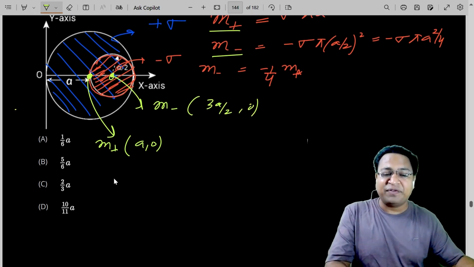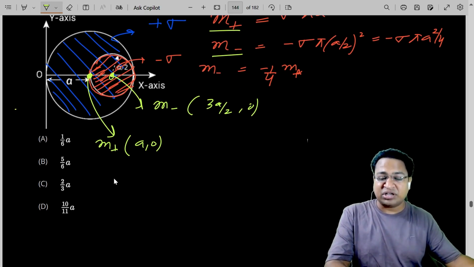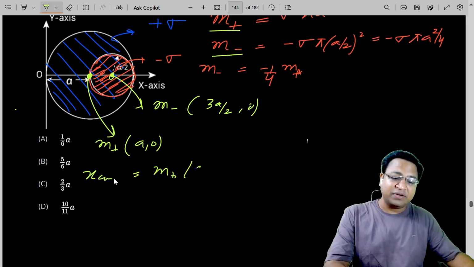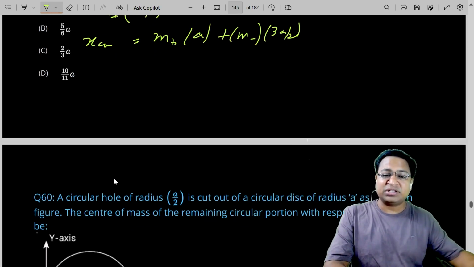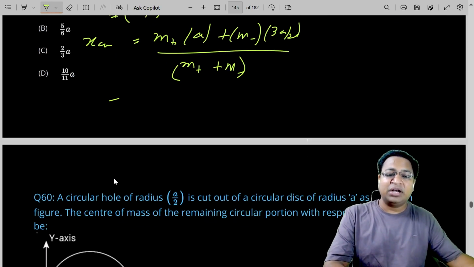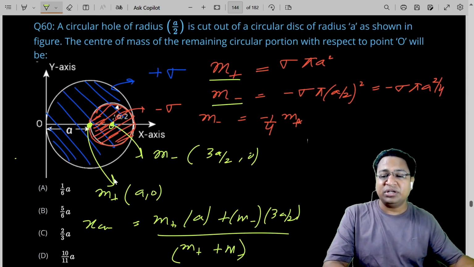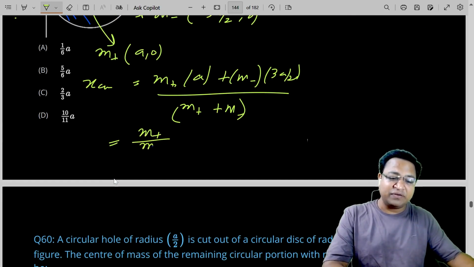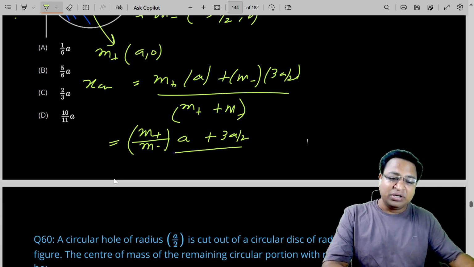Okay, so if I have to find the center of mass of the composite object, that is a system consisting of these two masses, I will write XCM as m positive into a plus m negative into 3a by 2, and then this entire thing divided by the total mass, which is m positive plus m negative. Okay, and now let's pull out m negative as the common quantity. In the numerator, I get m positive divided by m negative into a, then plus 3a by 2, divided by m positive upon m negative plus 1. Okay, so this is what we get.